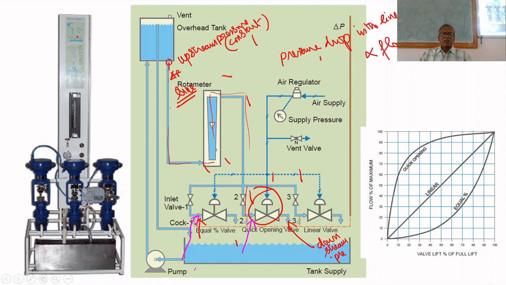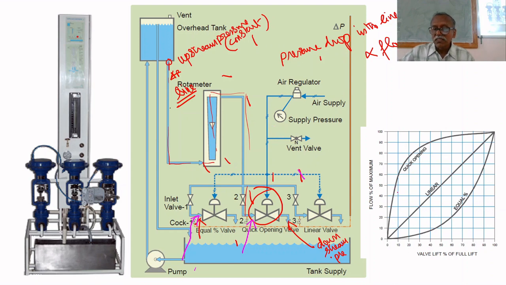If you install the valve, because of line drop, pressure drop across the valve is not constant. Therefore, you cannot expect a constant pressure drop across the valve. The pressure drop across the valve will vary depending upon the flow rate. That's why you cannot expect linear characteristics from the linear valve. The characteristics will change because of line drop. If flow rate changes, the pressure drop changes.